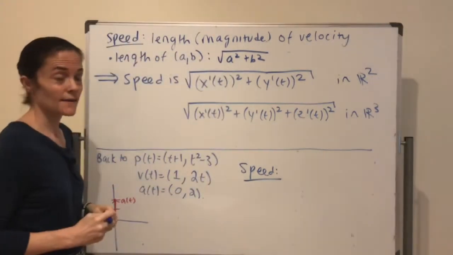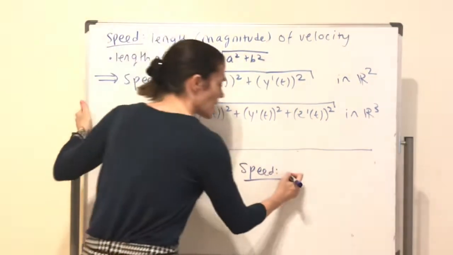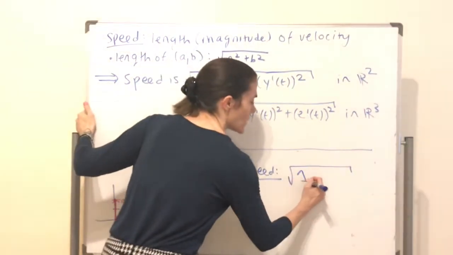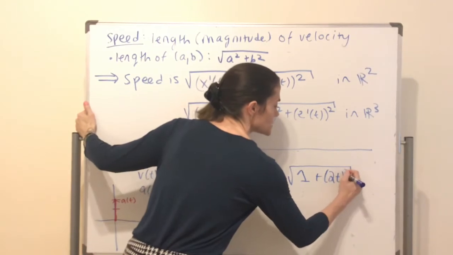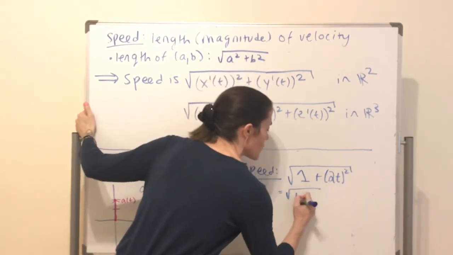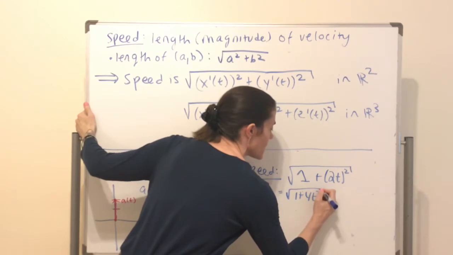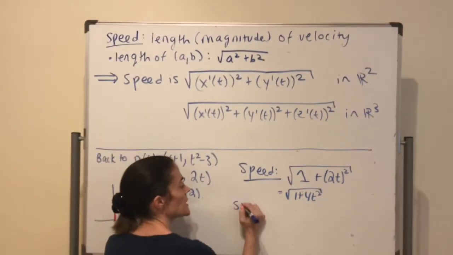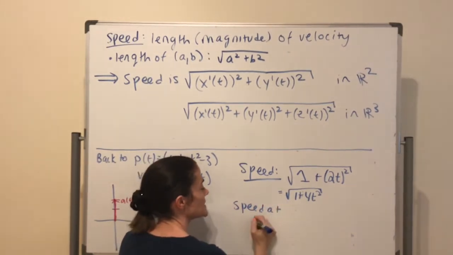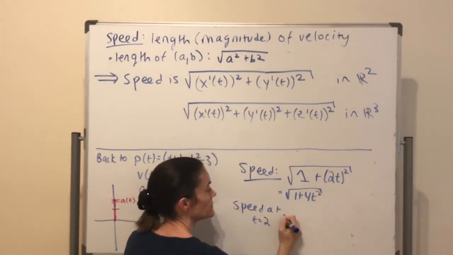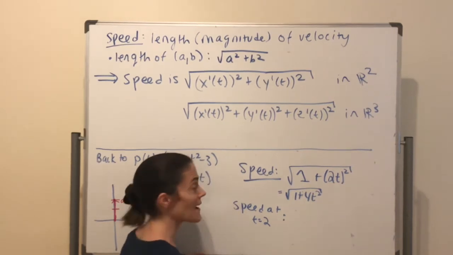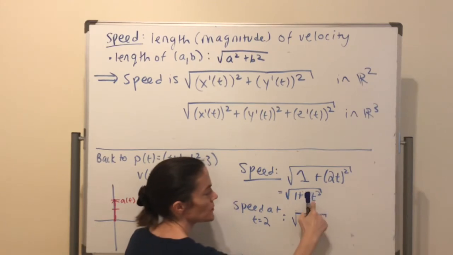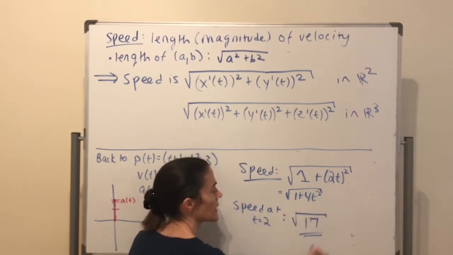The speed here, at least as a function of time, is the square root of 1 plus 2t squared, which is square root 1 plus 4t squared. This is the speed as a function of time, and for instance, the speed at t equals 2, well, I have speed as a function of time, I just evaluate at 2. This would be square root 17, okay?